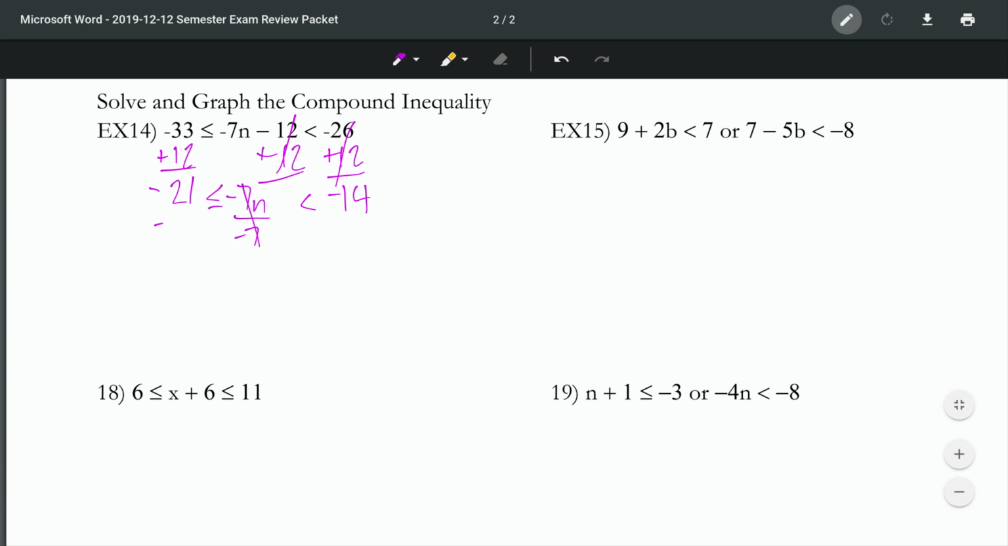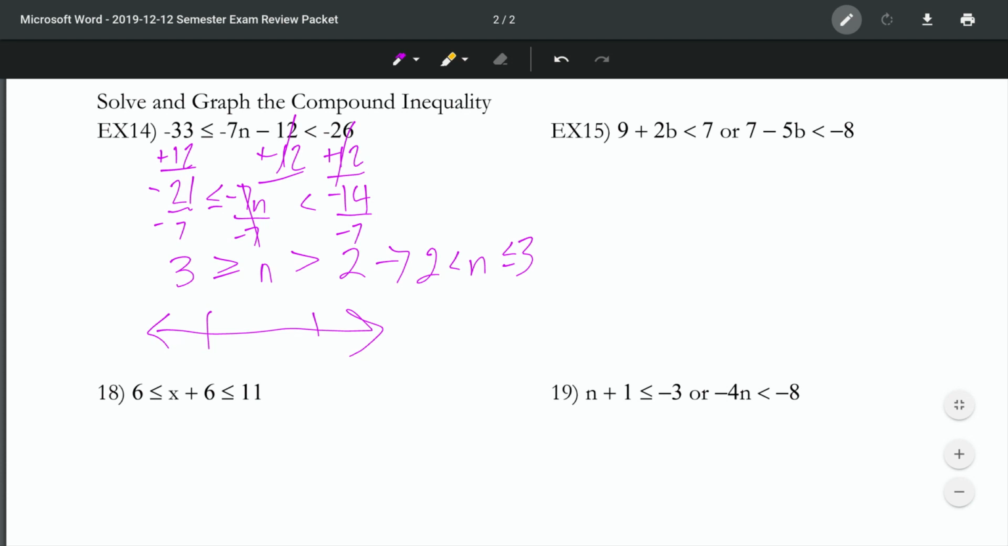Divided by negative 7. So 21 divided by 7 is 3. And then negative 14 divided by negative 7 is 2. But because we divided by that negative, flip all of our signs. And then if you need to rewrite it, 2 less than n less than or equal to 3. So on the number line, this tells us that our n has to be between 2 and 3. The 2 is an open dot. The 3 is a closed dot. And then it's everywhere in between.